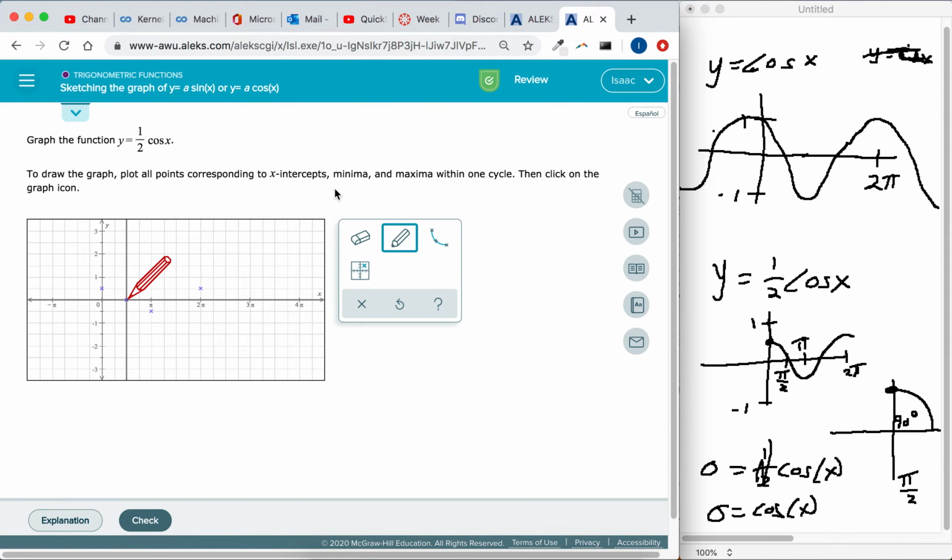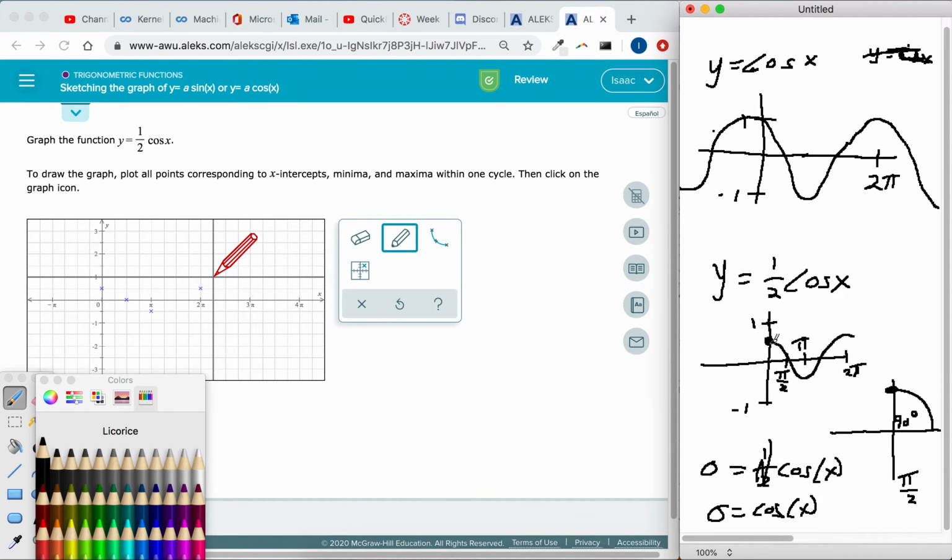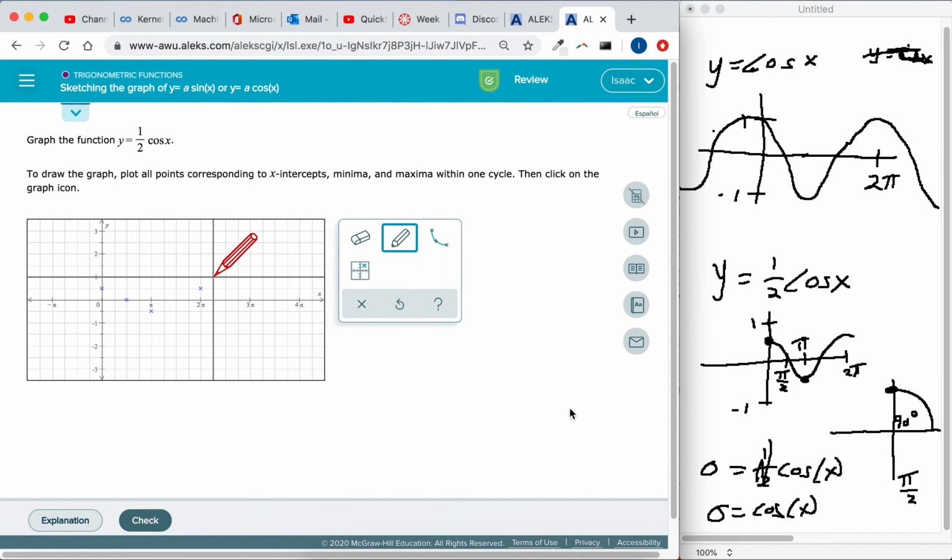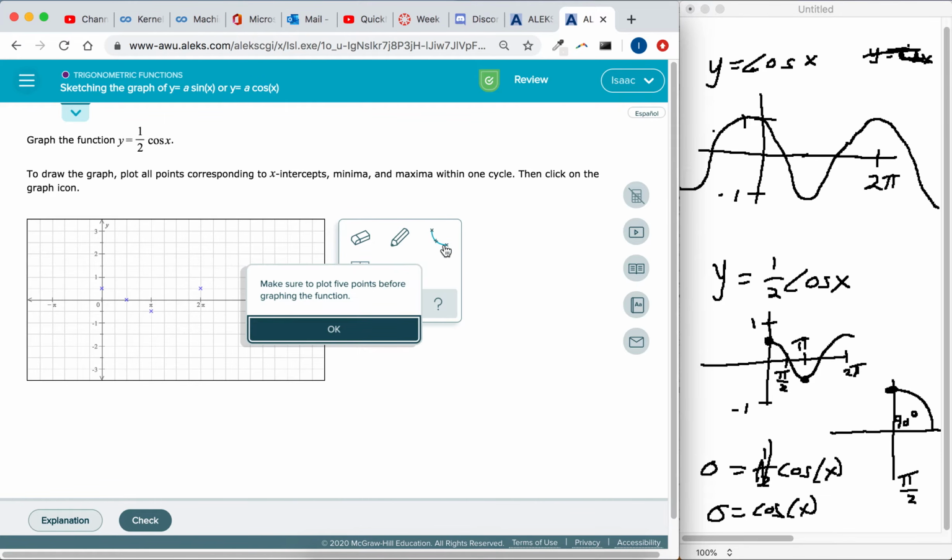The minima and maxima mean the highest point, so that's this highest point that we already graphed. That's the maxima. And then the local minimum we have is right here, the lowest point it gets on an interval. And then click on the graph icon. So I think we click this. 5 points.